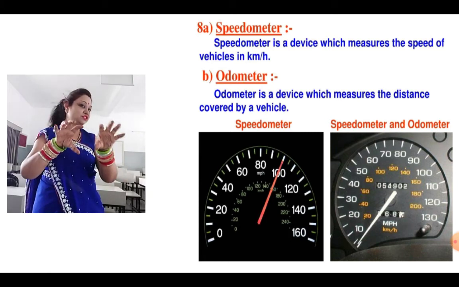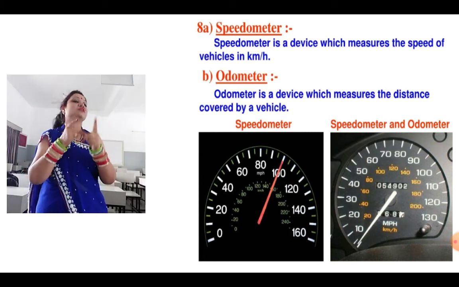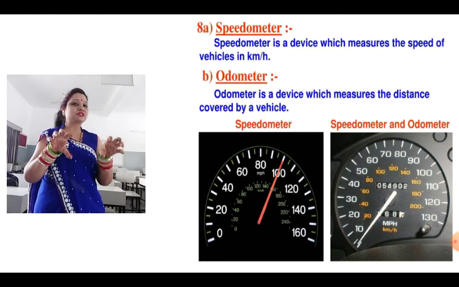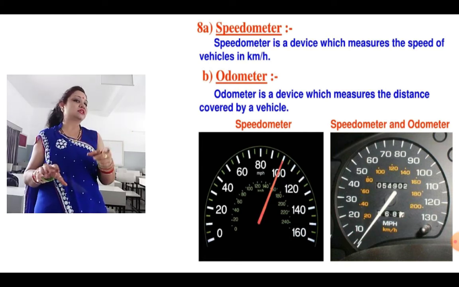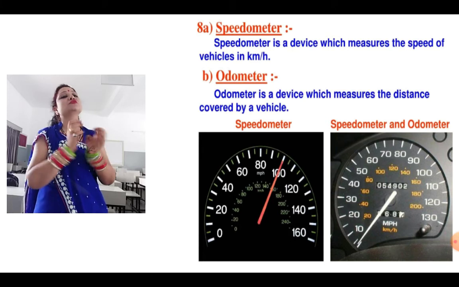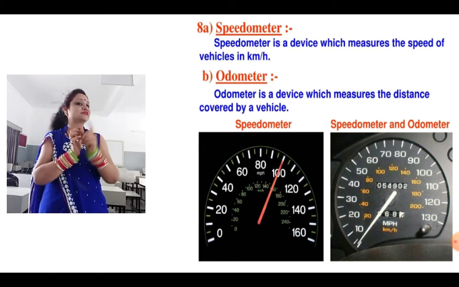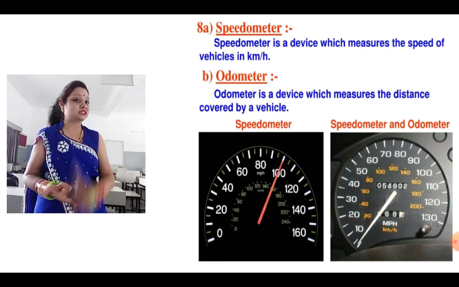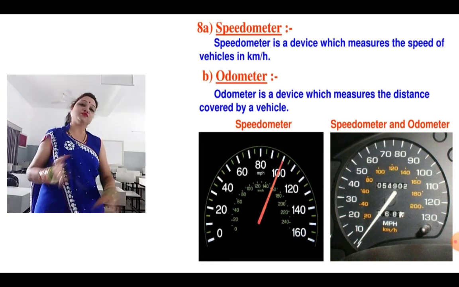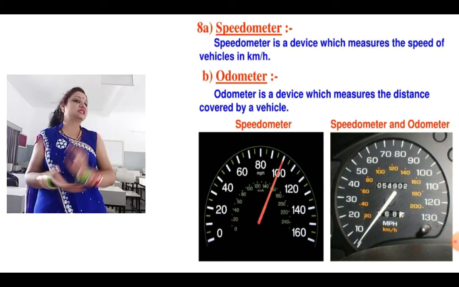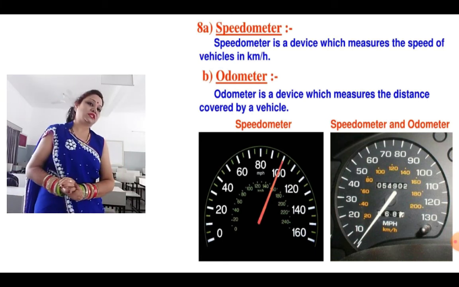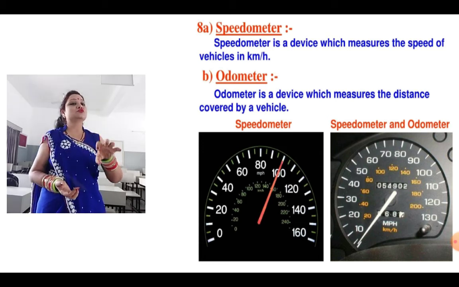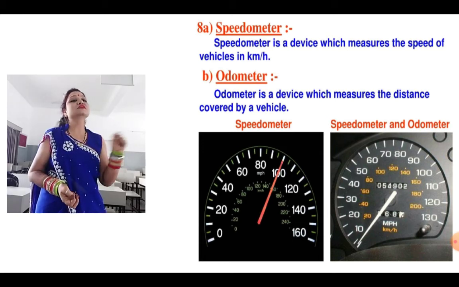Now these pictures shown on the screen, you must have seen in your vehicle. Correct? One is a speedometer and the other one includes both speedometer and odometer. If you have not seen them, then go and see today in whichever vehicle you have, two-wheeler or four-wheeler. You will see these speedometers and odometers over there. So they show us the total distance and the speed.